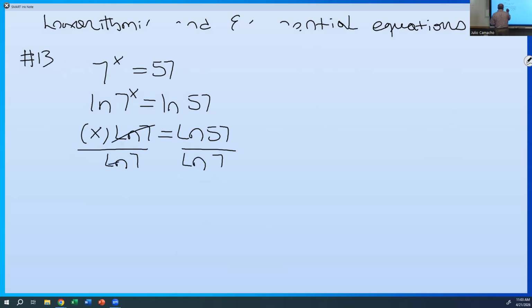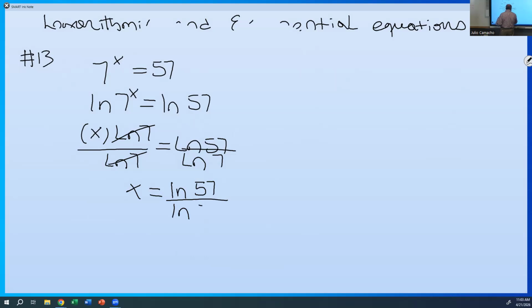And these cancel, and I have that x is equal to the natural log. Sorry, I keep, well, it's a minus, it's the lowercase l. I'm trying to correct myself. Natural log of 57 divided by the natural log of 7.